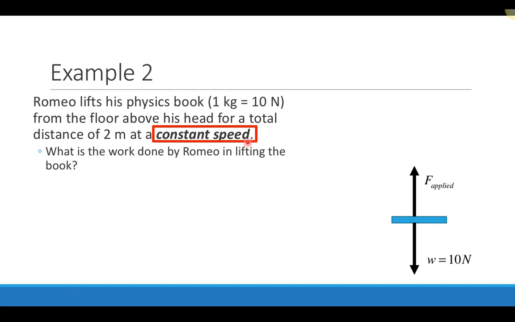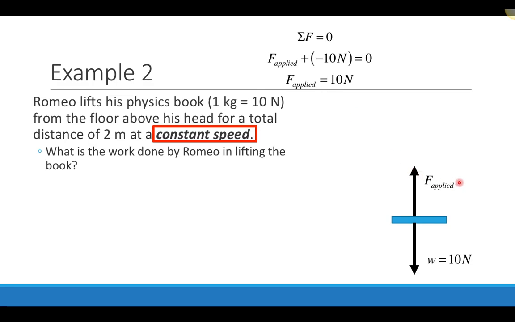And so if something is moving at a constant speed, that means it has no acceleration, and it means that the net force on that object has to be 0. So the net force on this physics book has to be 0, and so that means that the applied force, which is acting up, plus the force of gravity, which is acting down, which is negative, has to equal 0. So Romeo is going to have to apply a force of 10 newtons acting directly up.